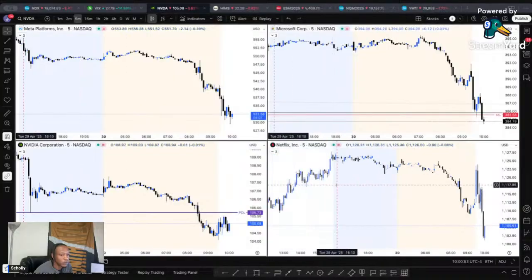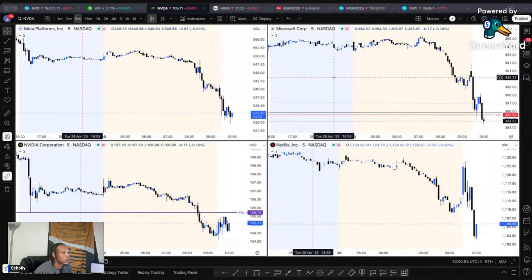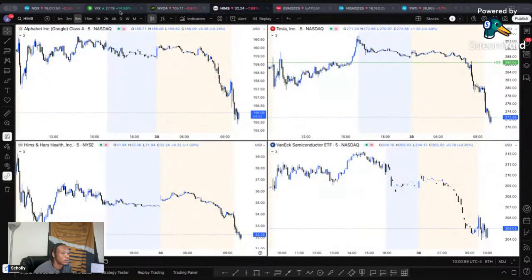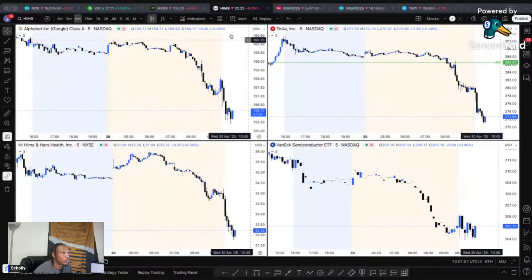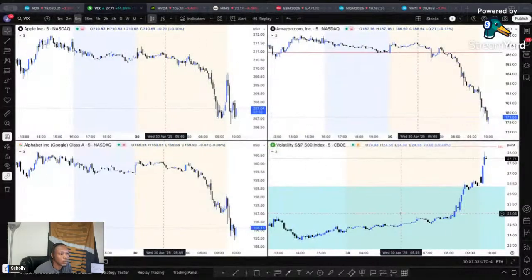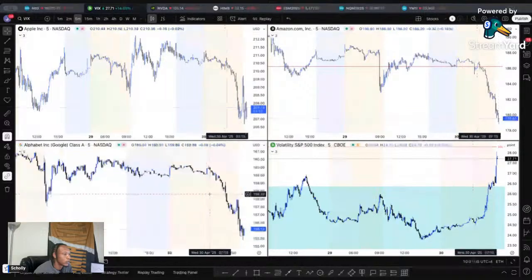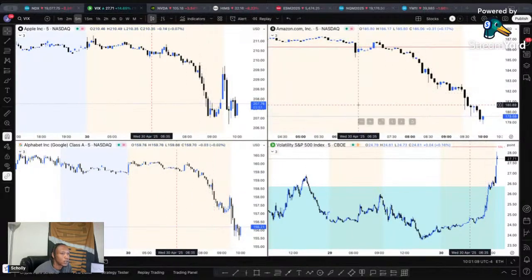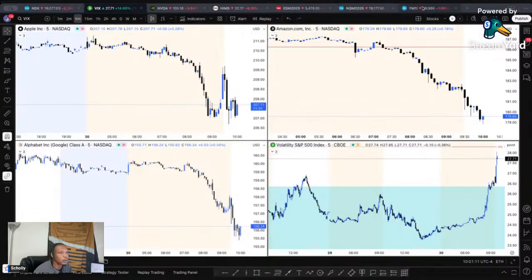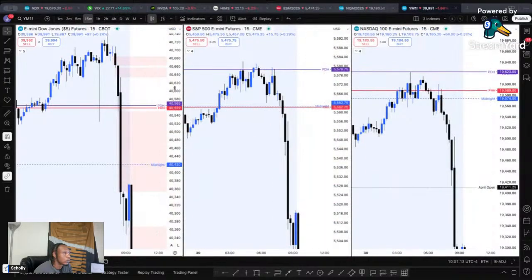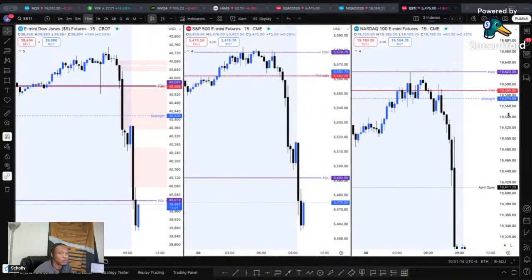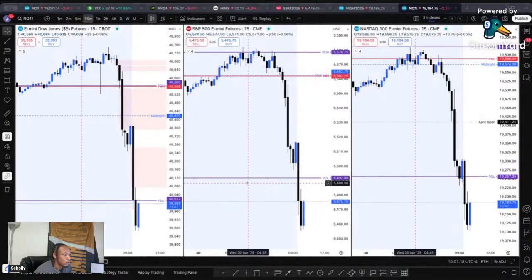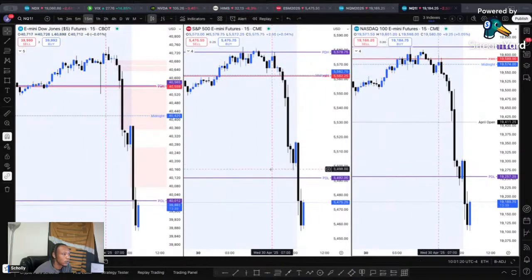What the mags doing? Netflix down. Nvidia. The YM got a 5 minute bearish gap that it's trading into. Everything else ain't got no 5 minute gap. It's just retracing. Amazon down, back to the 5 minute order block. All the indices looking the same.